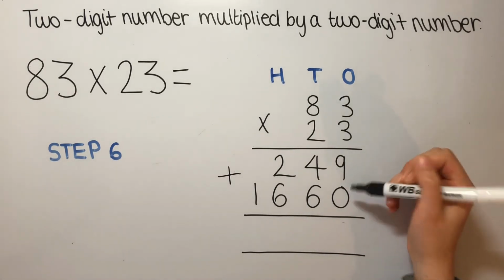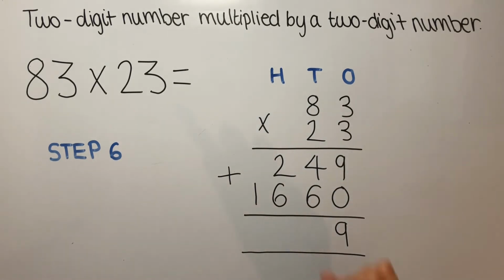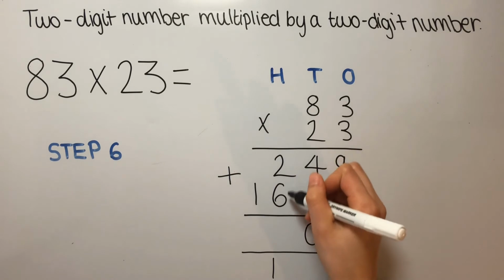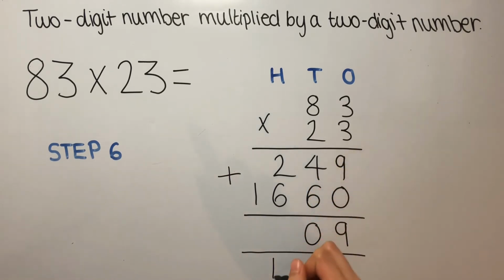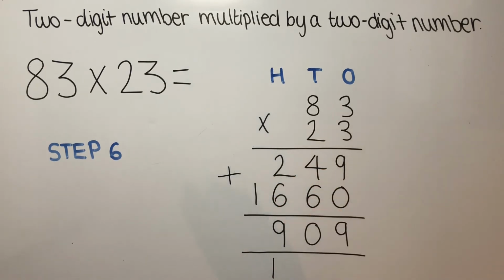9 plus 0 is 9. 4 plus 6 is 10. Putting our 0 down, carry over the 1. 2 plus 6 is 8. Plus 1 is 9. Nothing plus 1 is 1. And our answer is 1909.